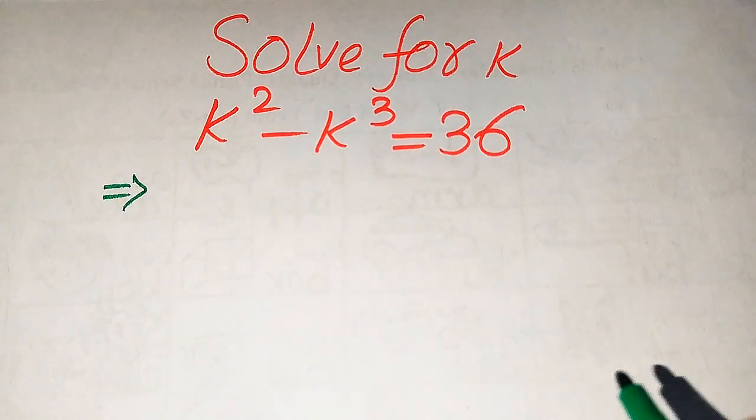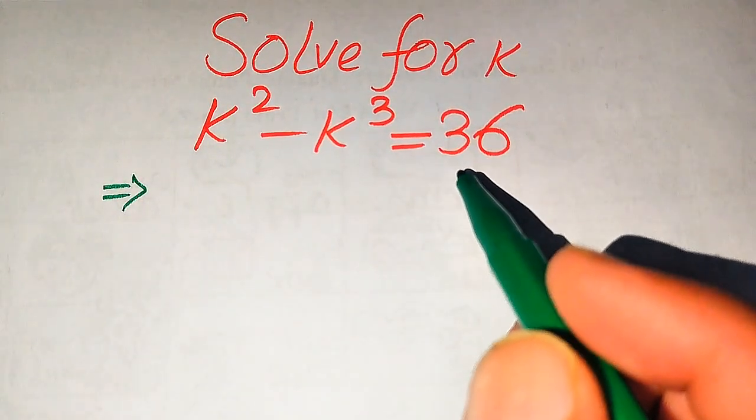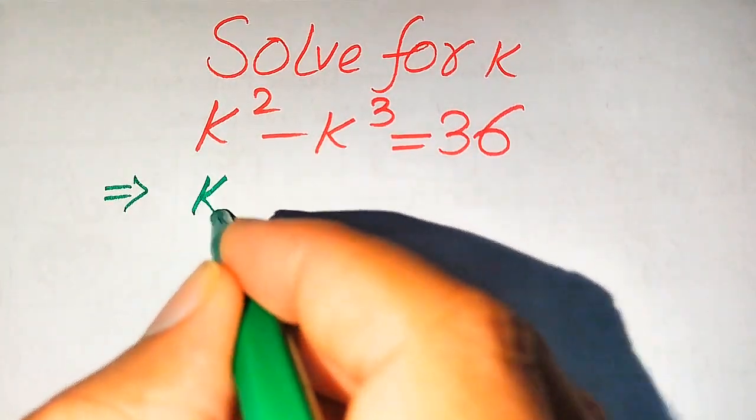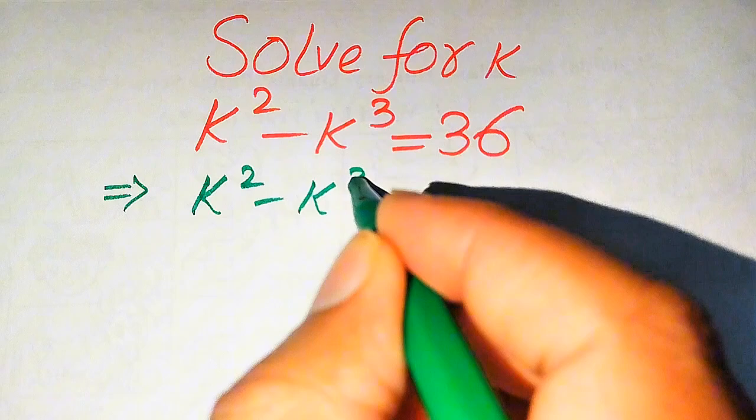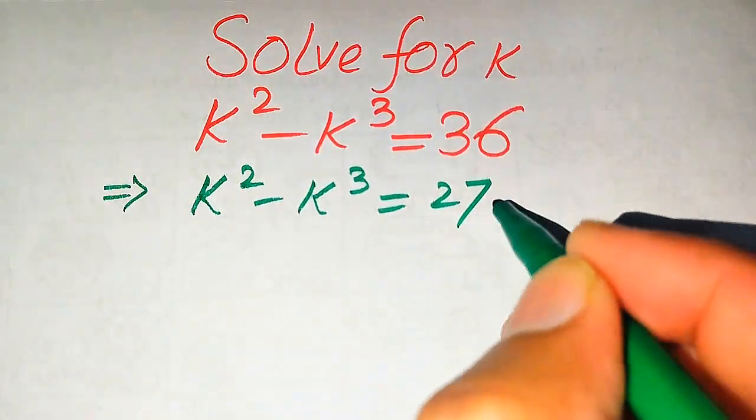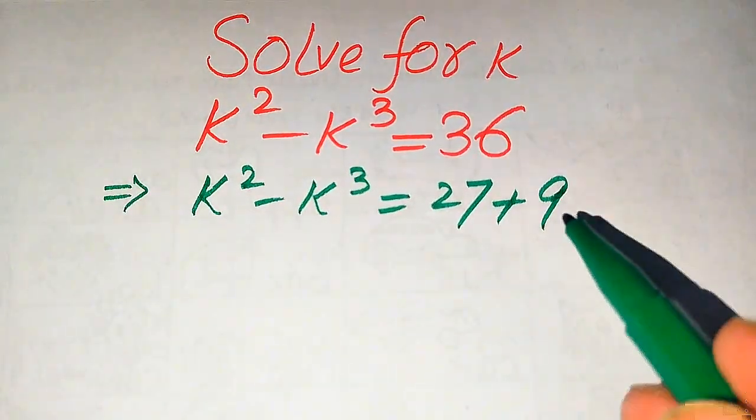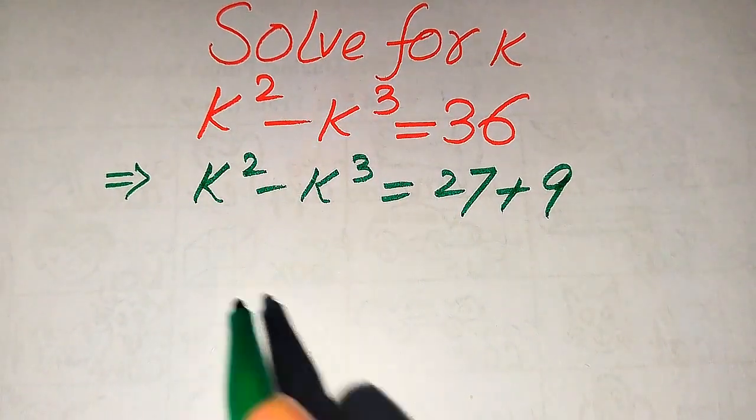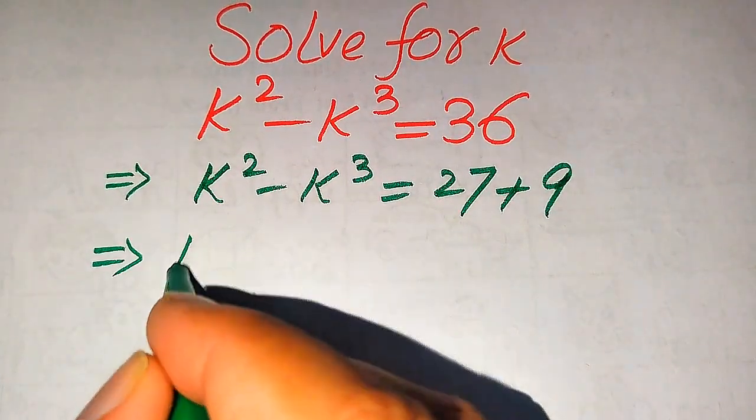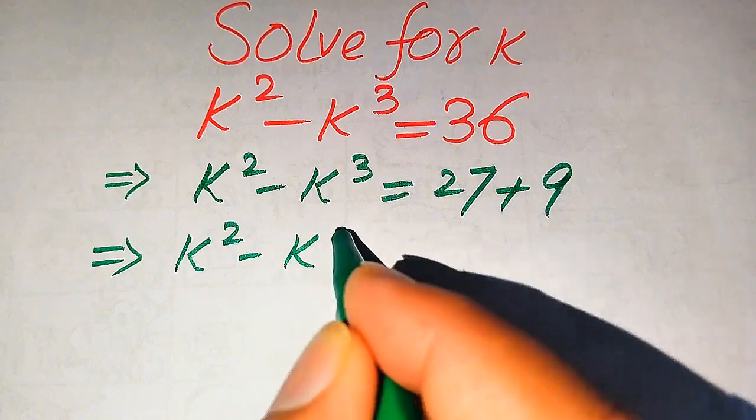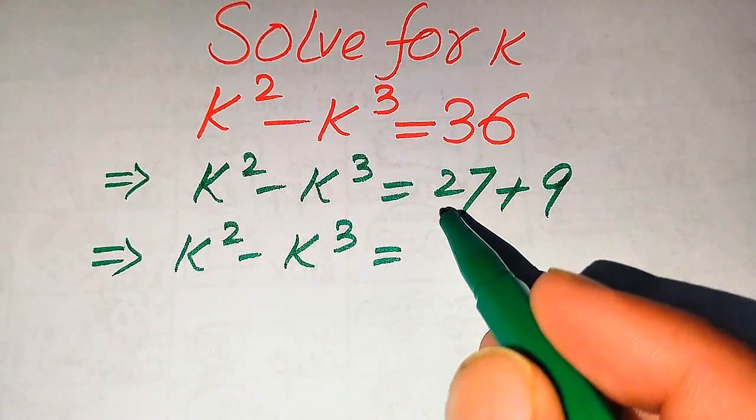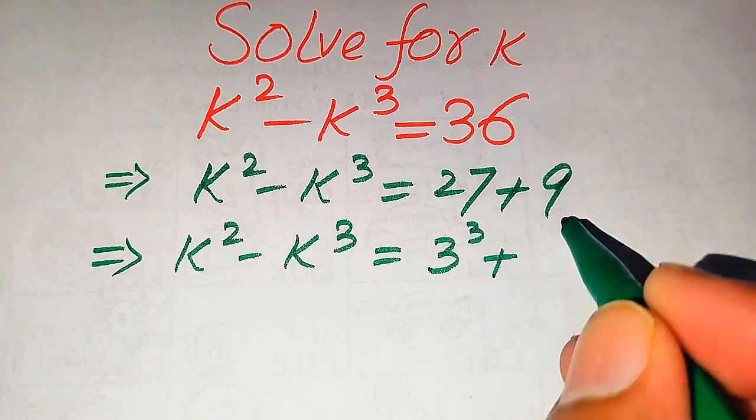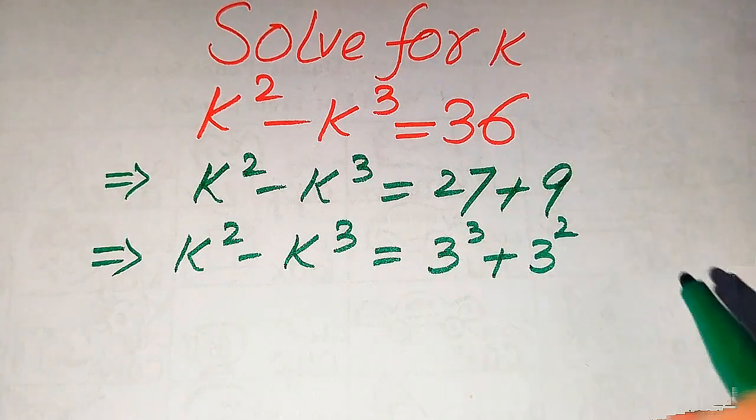Okay, so here we need to focus on the right hand side, and in the right hand side we have 36, and we break this 36 as 27 plus 9. We know that 27 plus 9 becomes 36. So further in the next step we have k square minus k cubed is equal to 27, and we write this 27 as 3 cubed, plus we write this 9 as 3 square.